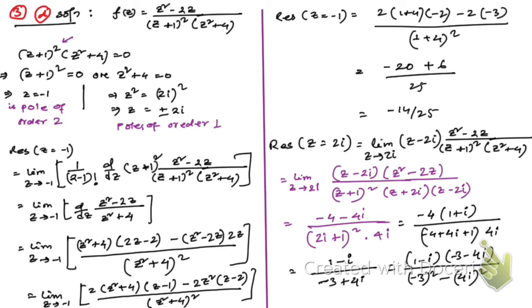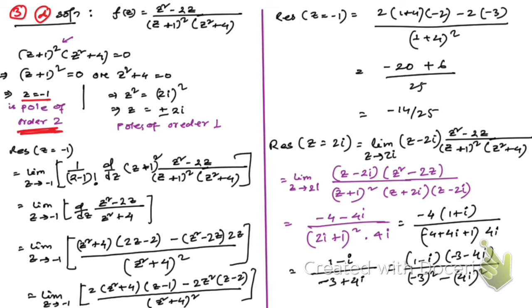In order to find the residue, we need to know the poles. That can be obtained by equating the denominator to 0, that's what I have done here. As we have power 2 here, z minus 1 is a pole of order 2, and here we have power 1, so z equal to plus minus 2i is a pole of order 1, right?